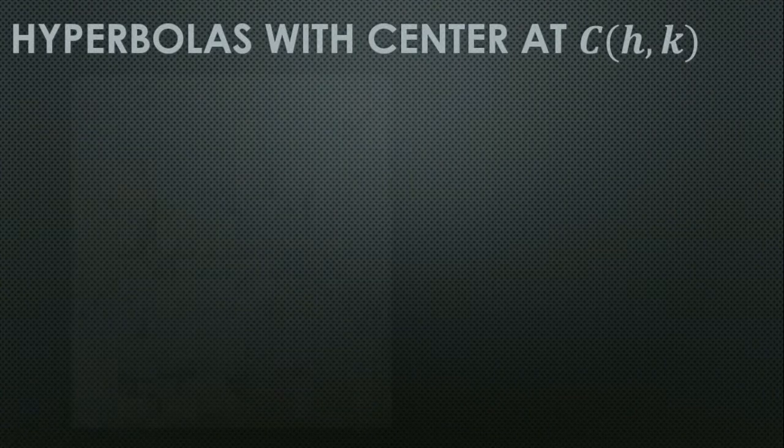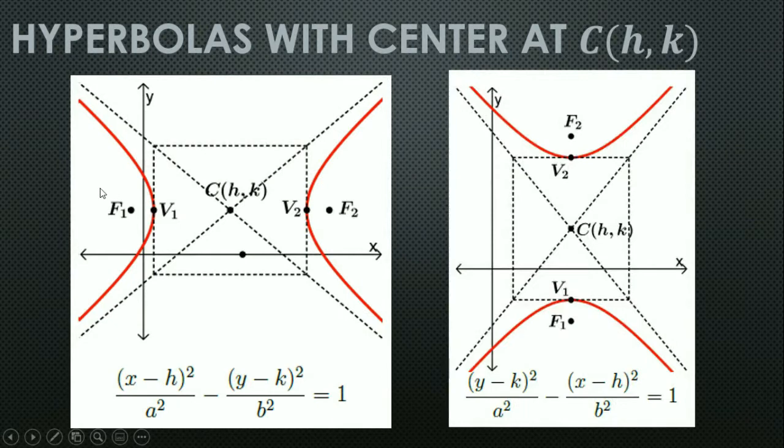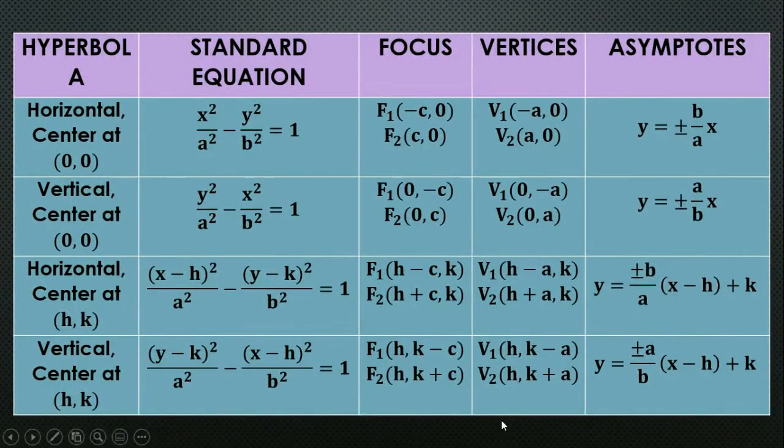Hyperbolas with center at (h, k). As you can see, meron na siyang h and k here. Horizontal siya, nauna si x. Vertical siya kapag nauna si y. Okay? Here's a table containing the formula for the essential information like focus, the vertices, and the asymptotes. Okay? So, dito kayo magre-refer kung hindi nyo ma-memorize yung mga formula.